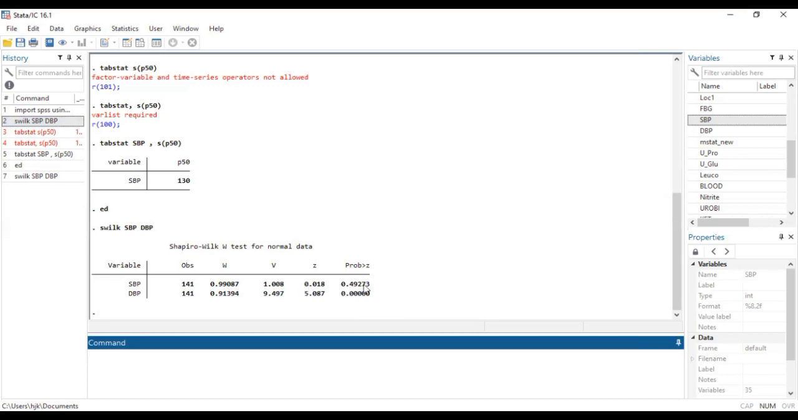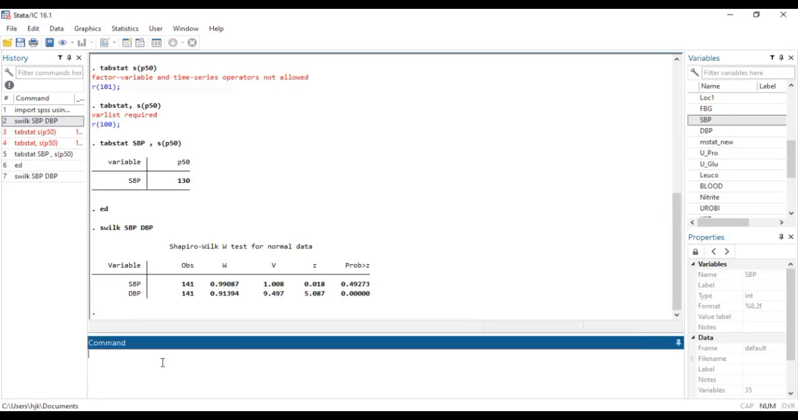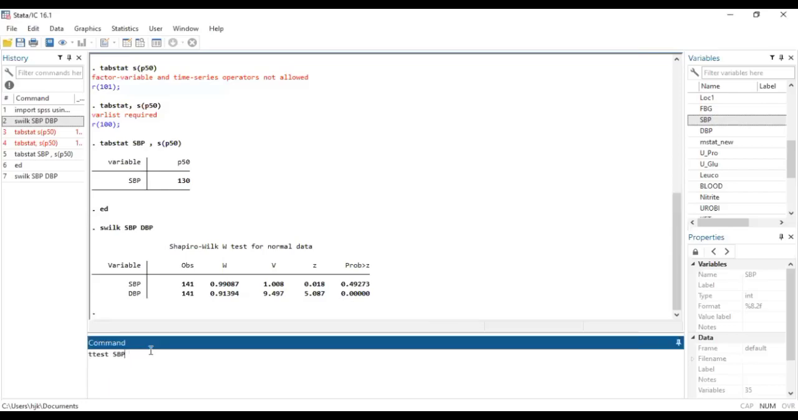Hence, we will use the parametric version of the one sample t-test for systolic blood pressure, and then we use the non-parametric version of one sample t-test on the diastolic blood pressure. So now we are assuming that our hypothesized mean for the systolic blood pressure is 130. And so the code we need is ttest SBP == 130.